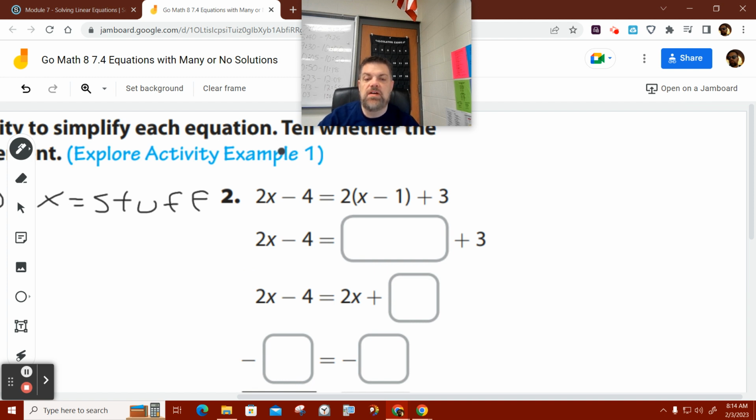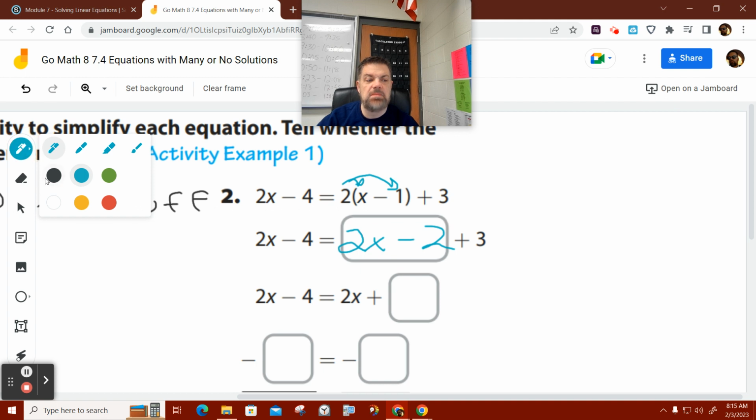What do we need to do here, kiddos? Distribute. So I need to push this 2 through the parentheses. Am I right? So what's 2 times x? 2x. What's 2 times negative 1? Negative 2. Do I need the parentheses anymore? No. I do not need the parentheses anymore. What do we need to do in the next step? Good. We're going to combine like terms.